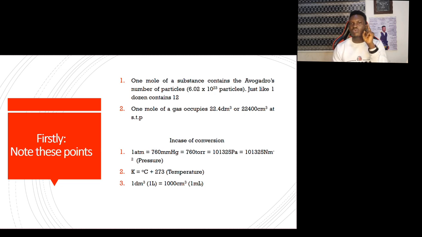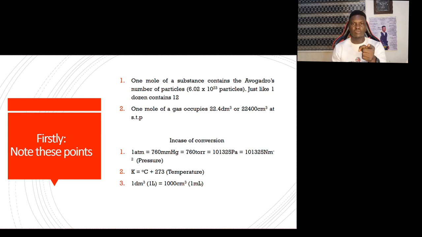Just like if I say you have 1 dozen of something, what is the total number? 12. So the simplest unit we use in chemistry is the mole. And that simplest unit has a total value of 6.02 times 10 raised to power 23. So if I say I have 1 mole of egg, that means the total number of eggs I have will be 6.02 times 10 raised to power 23. That value is called the Avogadro's constant. So note, 1 mole of a substance contains the Avogadro's constant.